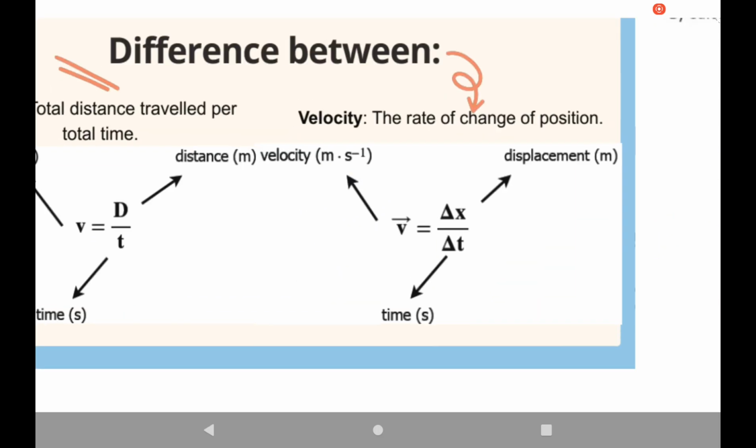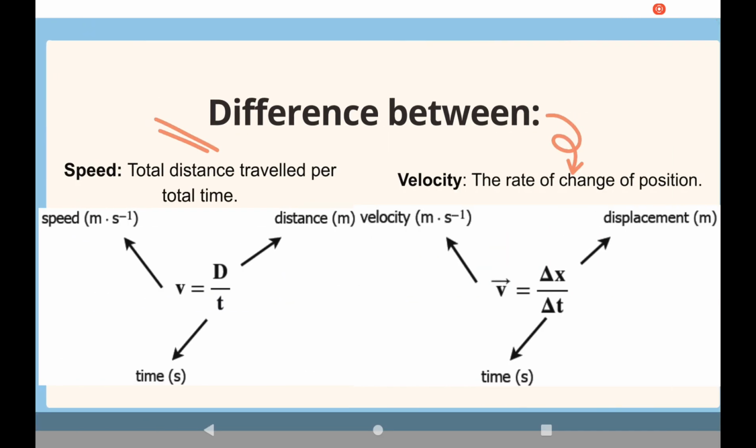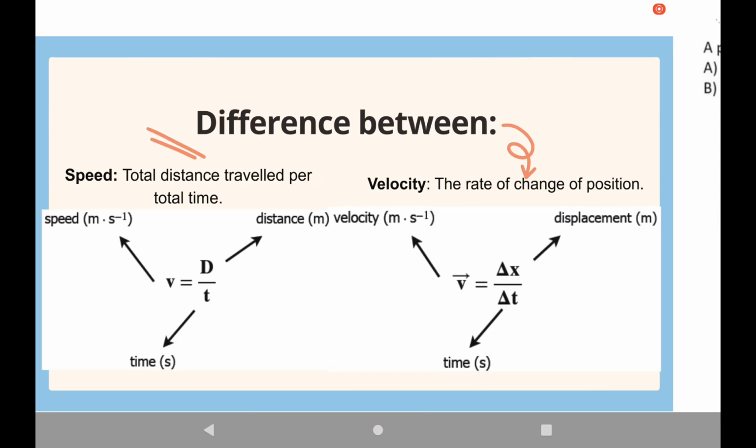So I spoke about the distance. Now let me talk about the difference between speed and velocity. How do the two differ from each other? Speed is the total distance traveled per total time, and velocity is the rate of change of position.